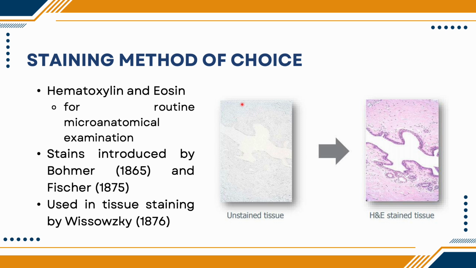So again, this is the appearance of an unstained tissue specimen. However, using hematoxylin and eosin, you will find out later that there are some structures that appear blue or purple, while some structures would appear pink to red in appearance.